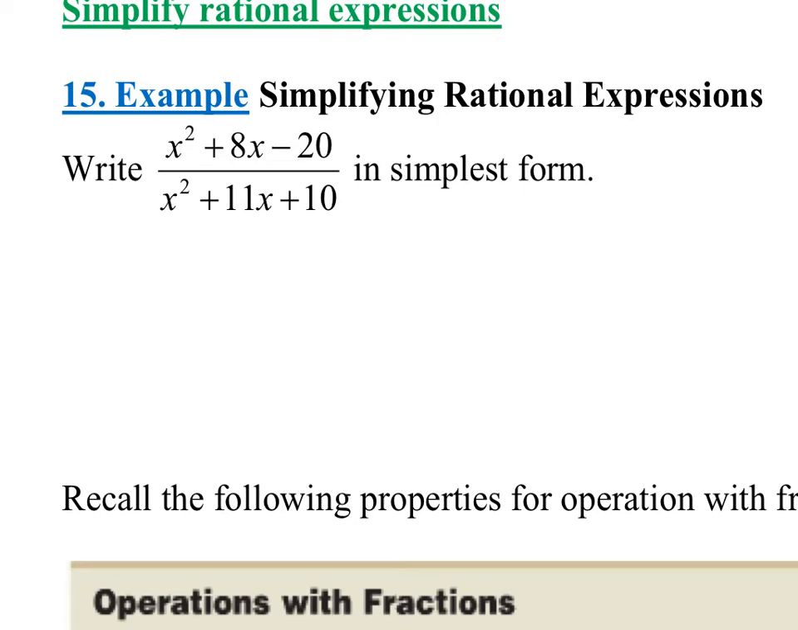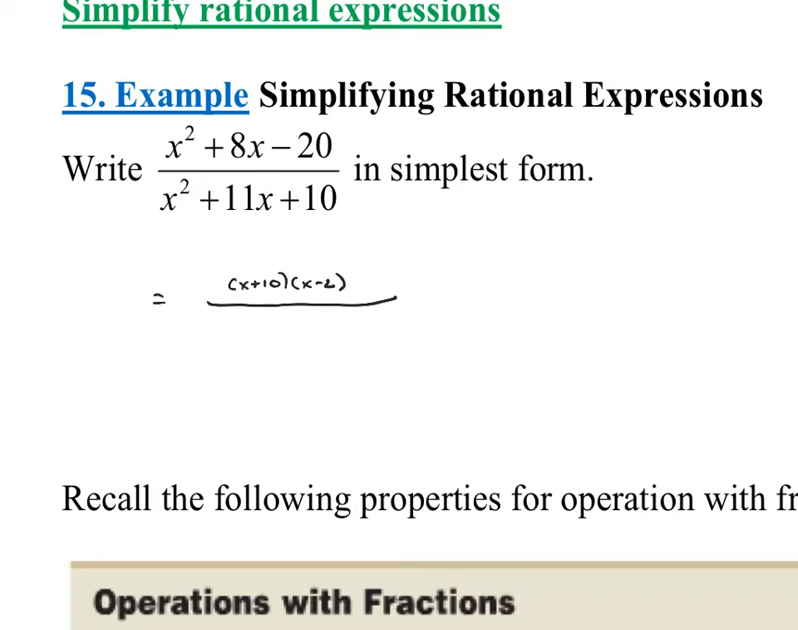So on this one, it says write the following: x squared plus 8x minus 20 all over x squared plus 11x plus 10 in simplest form. So how do we do that? Well, you need to be able to factor, and you need to be able to factor extremely fast in this course. So for instance, on the top, it's x squared plus 8x minus 20, two numbers that multiply to be negative 20 and add to be 8. So I'm thinking 20 is 20 and 1, 2 and 10. That looks like my numbers. I'd have an x plus 10 and an x minus 2.